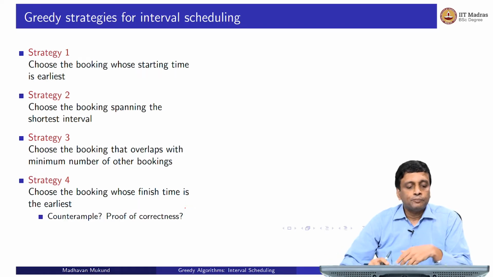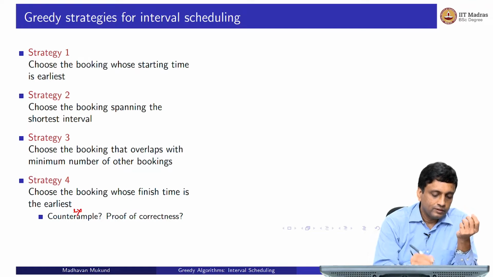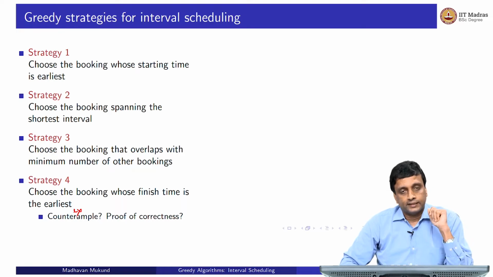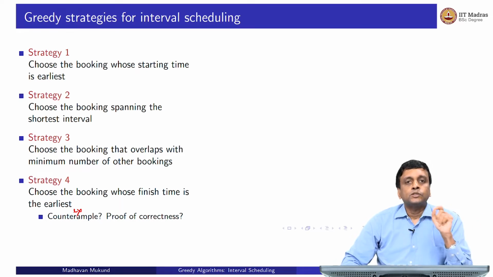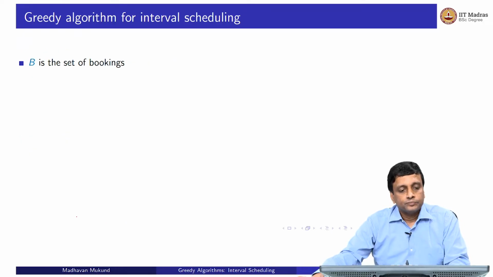So either you have to come up with a counterexample, or if you are convinced that this is actually the correct strategy, then you must prove to me that it's correct. So it turns out that this is actually a correct strategy. This particular strategy of not choosing the starting time that is earliest, but choosing the finishing time that is earliest, is actually a good strategy for doing this. But how do you prove that it's correct? That's what we are going to argue.